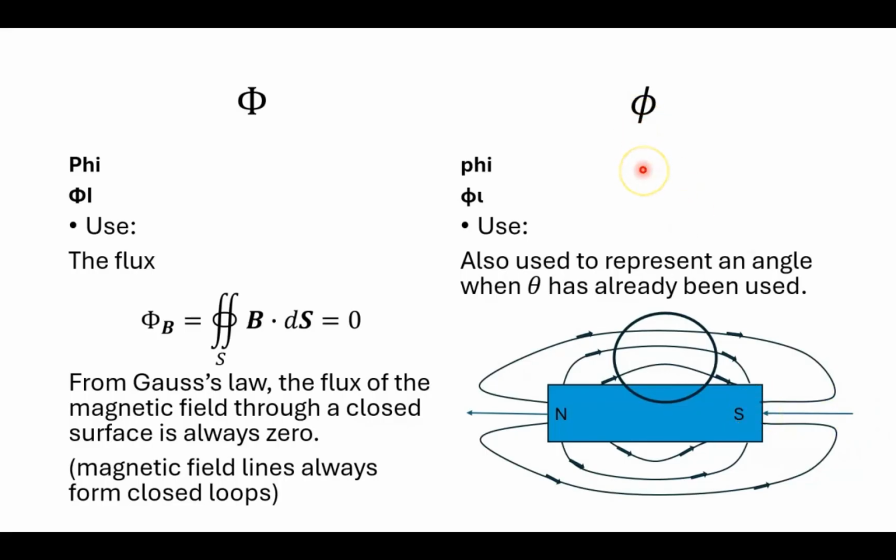And the lowercase phi is used to represent an angle when theta is already being used. So for example, in polar coordinates, it's rho and theta, and in the spherical coordinates we have talked about before, it's rho, theta, and phi.